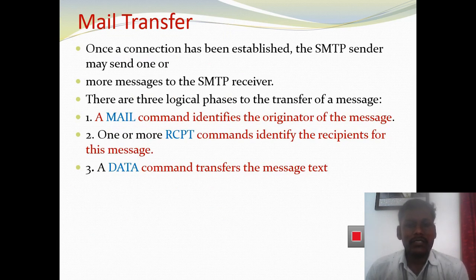MAIL identifies exactly what type of message we originated, and RCPT, that is receipt, is the acknowledgement for each and every successful message transmission. The receipt identifies the particular type of message recipient, and finally the data. The data is your original data that will be transferred between both sides.